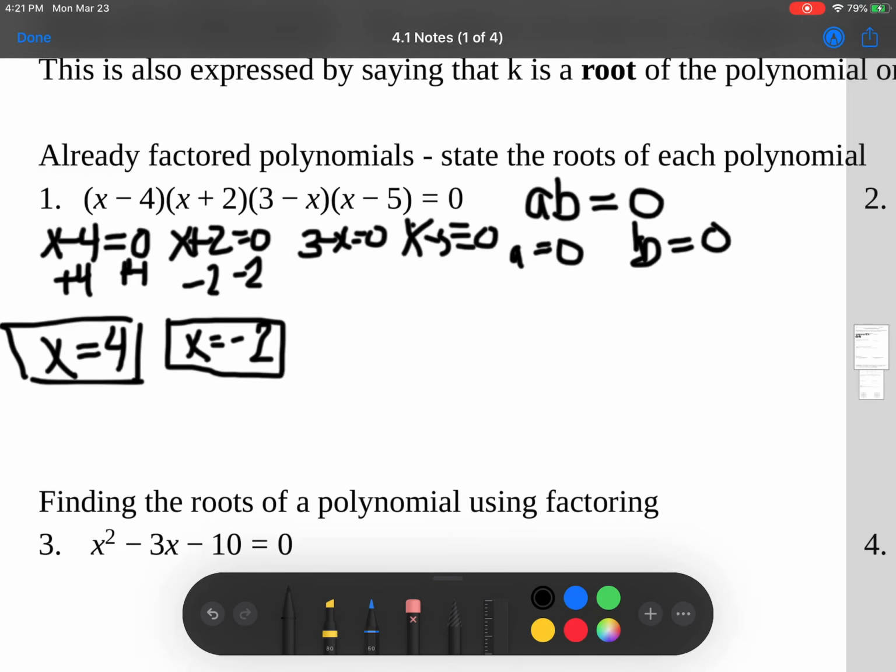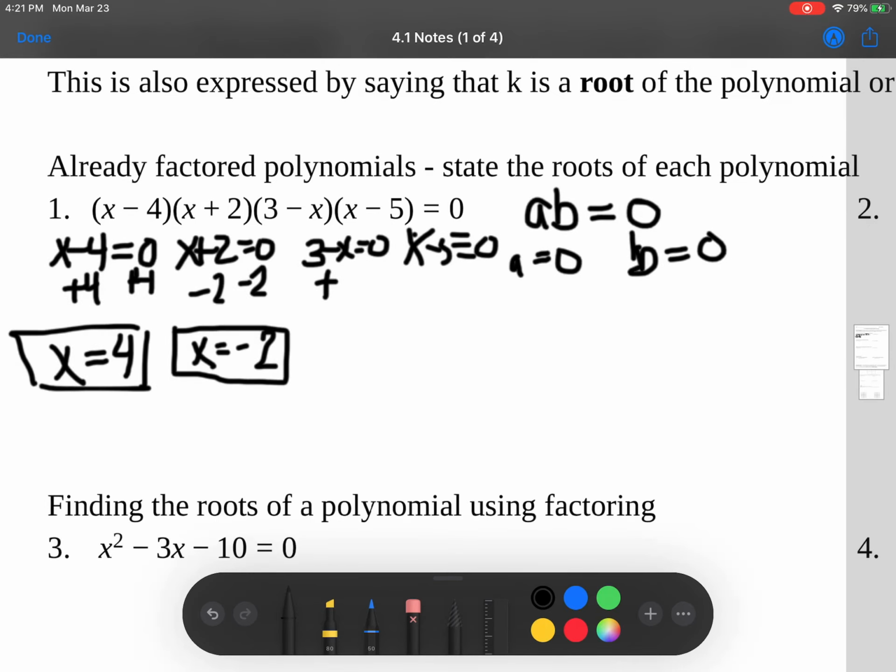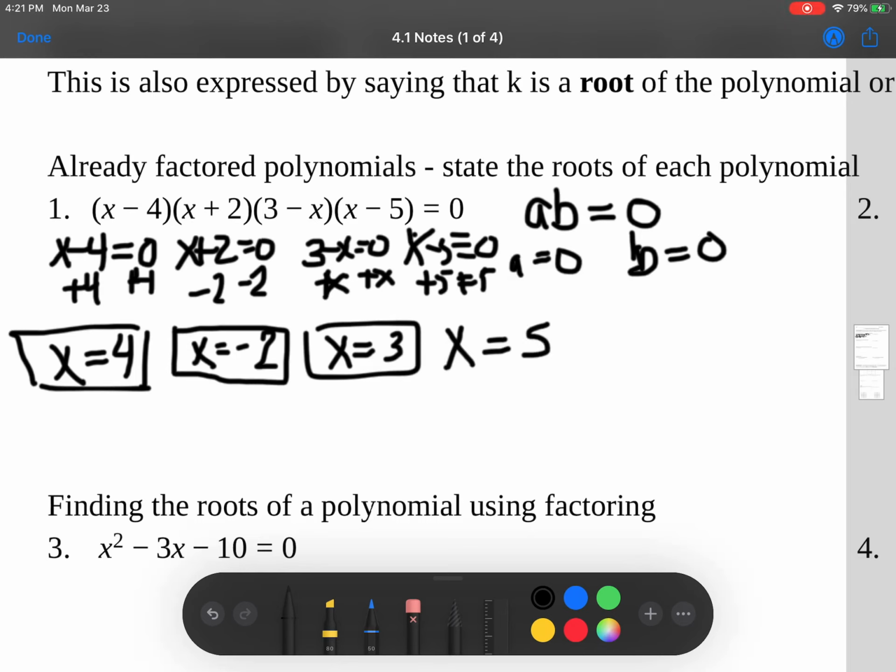For this third one, I would take the x and add it to both sides, so that we are not worried about negative ones, and we end up with x is equal to 3. And our fourth zero, we're going to add our 5 to both sides, and we'll be left with x is equal to 5.